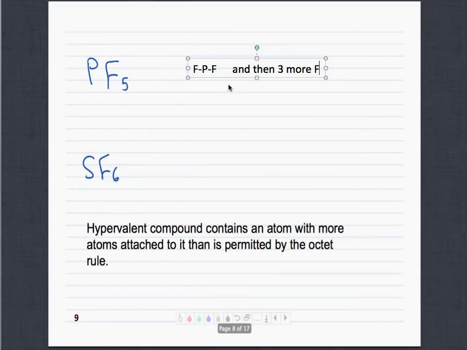Now for the total, I have 5 fluorines, they belong to group 7, plus phosphorus. Phosphorus belongs to group 5, so that's 40 electrons. And I have 1, 2, 3, 4, 5 bonds, each 2 electrons, minus 10 electrons. So that's a total of 30 in nonbonding. Now I'm going to put those 30 electrons as lone pairs on the fluorines. I know that each fluorine can accommodate 6 electrons. 6 times 5, that means 30 electrons.